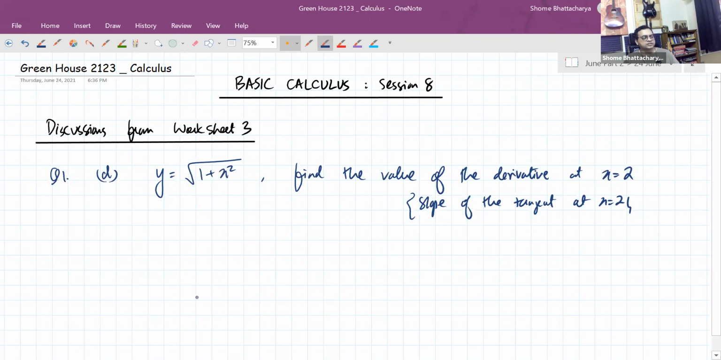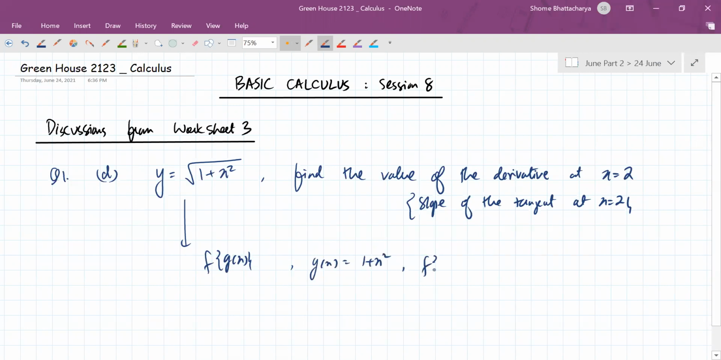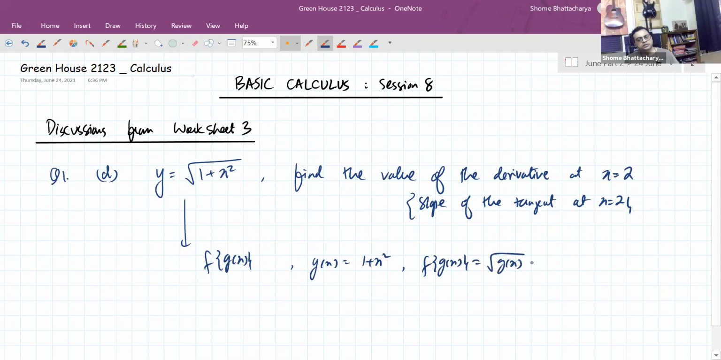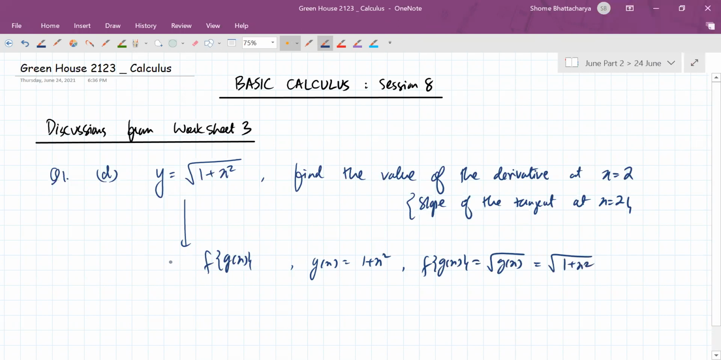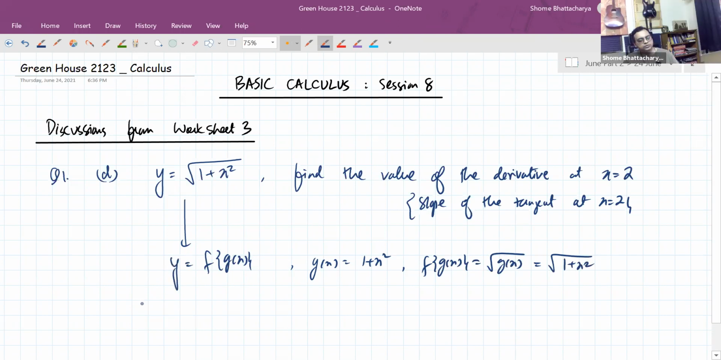So we have to differentiate this. As you can see, this is a composite function. This is a function of the type f of g(x), where g(x) is 1 plus x square. So f of g(x) is square root of g(x), which is square root of 1 plus x square. So to find dy by dx, we'll have to use the chain rule.